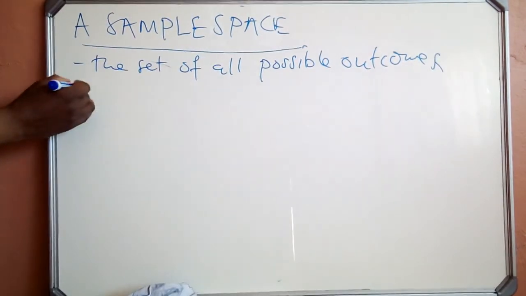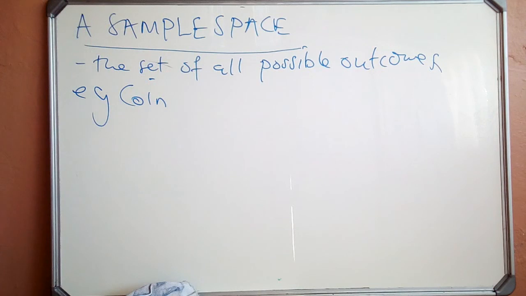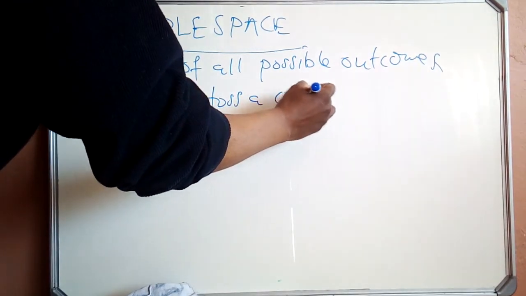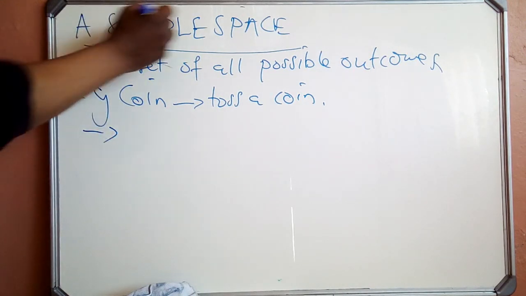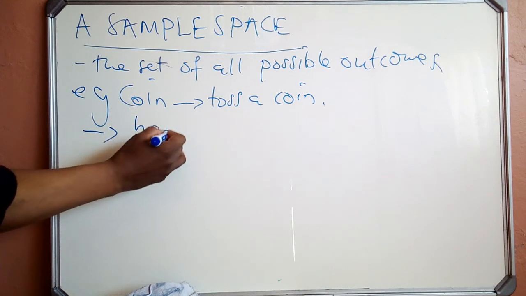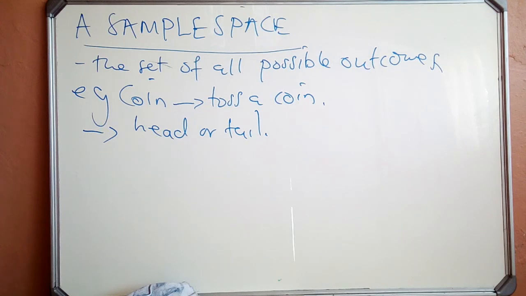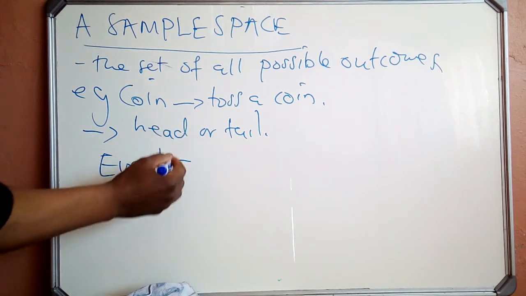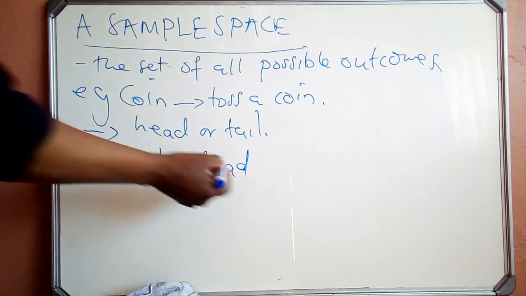Let's say, for example, we've got a coin. What are the possible outcomes when you toss a coin? The possible outcomes, or the sample space, is either head or tail. It's either head or tail. And then the event, if we want to find the event from there, the event can be, is it head? Let's say the event that it will be head.